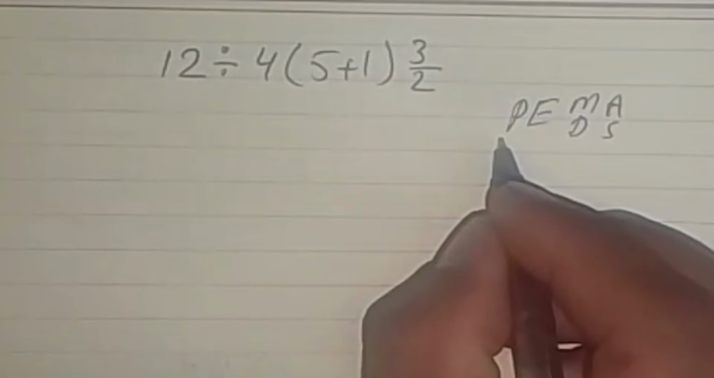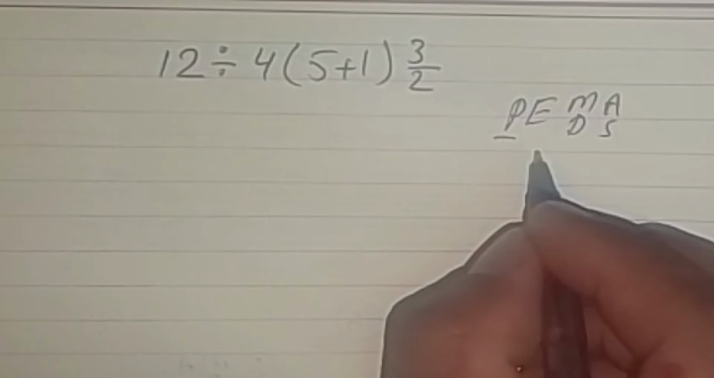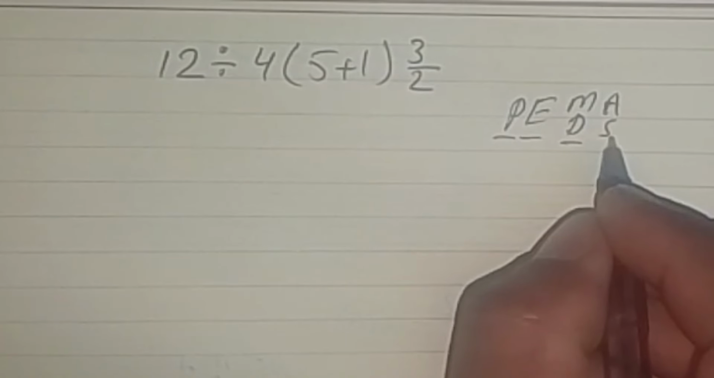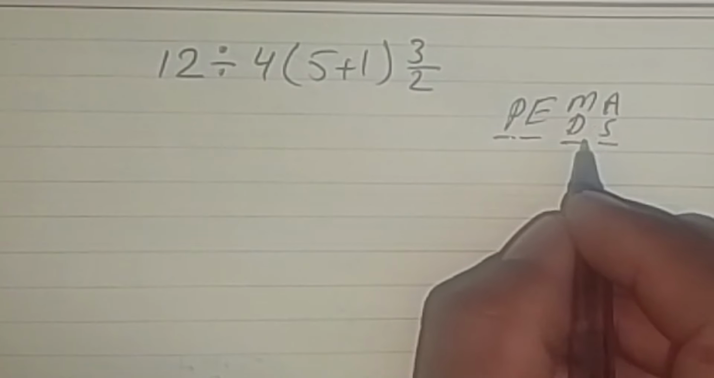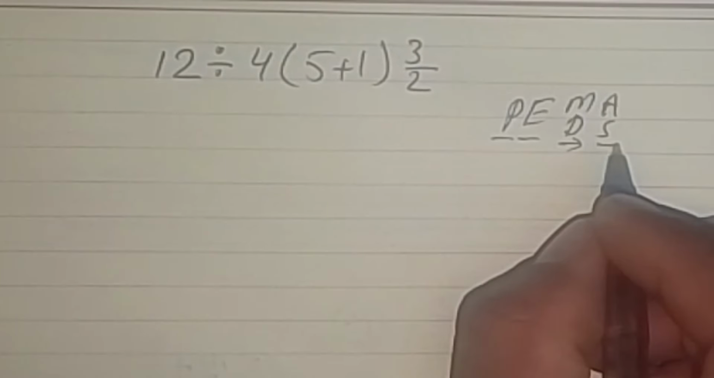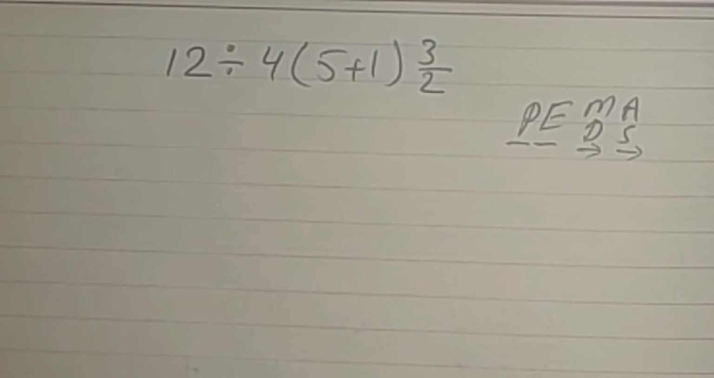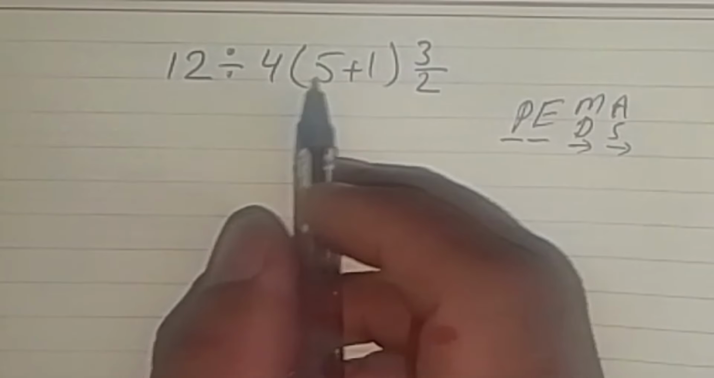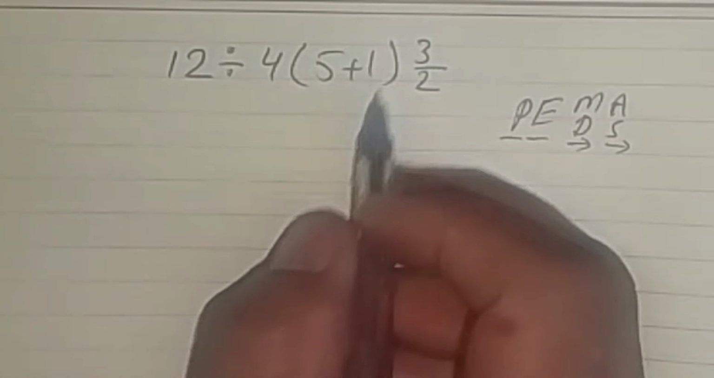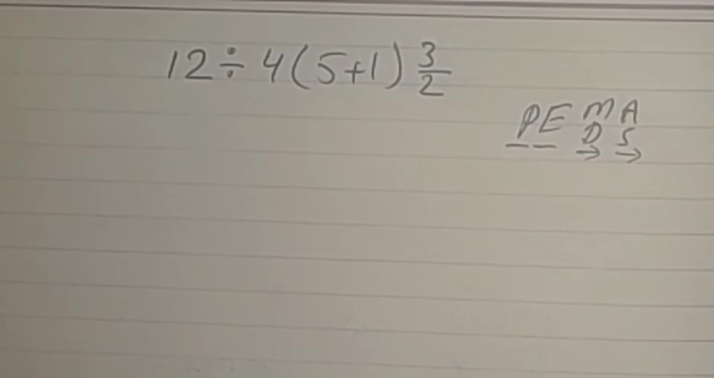According to the PEMDAS rule, first we solve parentheses, then exponents, then multiplication or division, and then addition or subtraction. Multiplication or division we solve from left to right, and addition or subtraction we solve from left to right. Now we have one division, one multiplication here, and one parenthesis and one multiplication here.